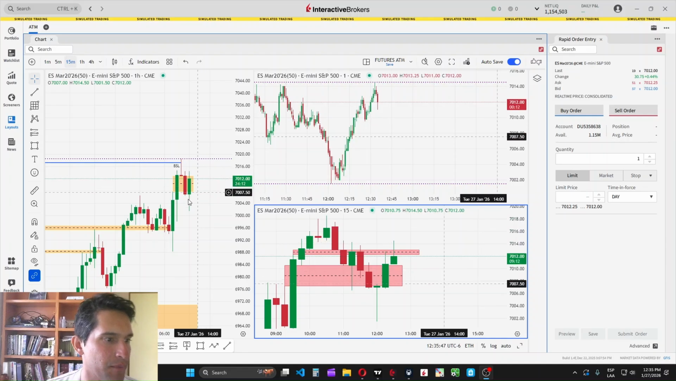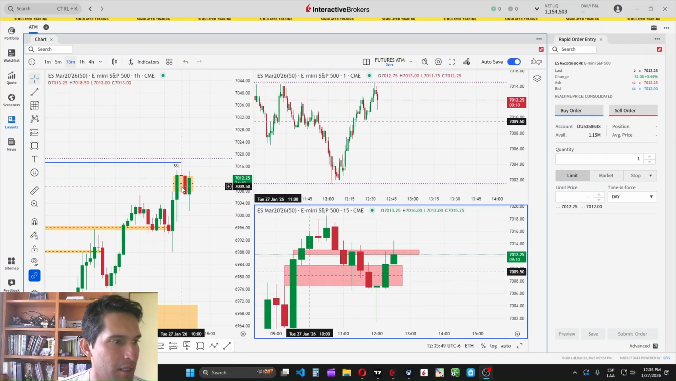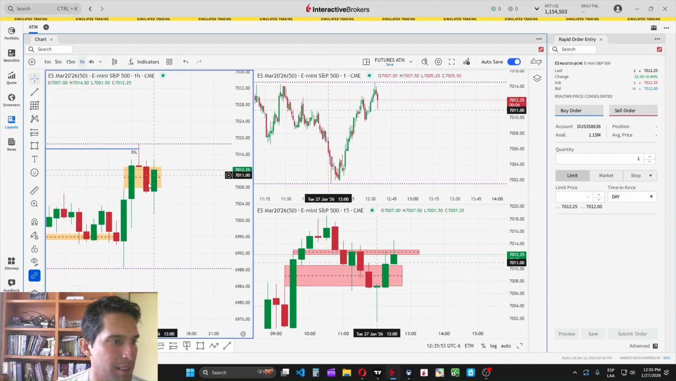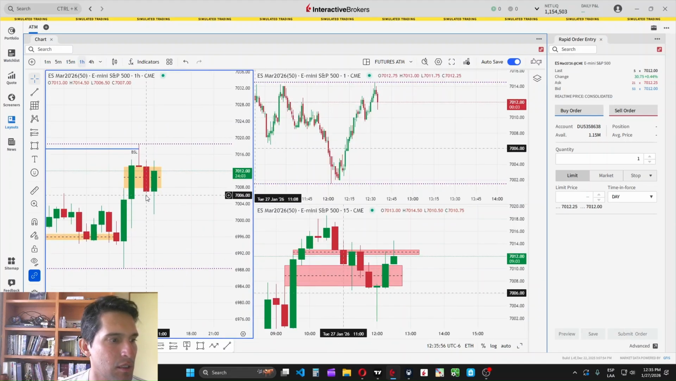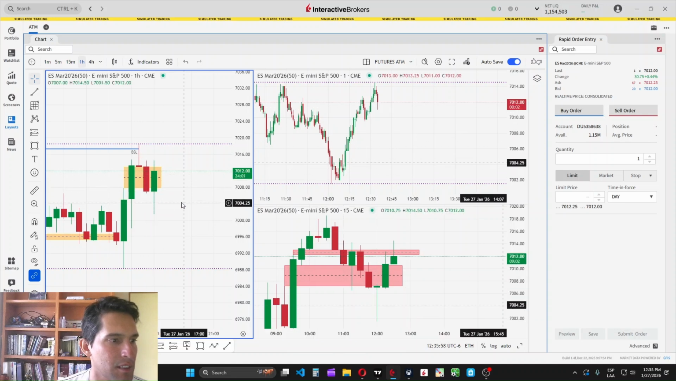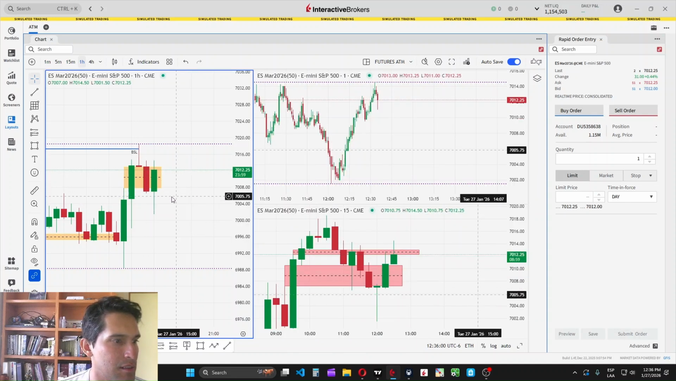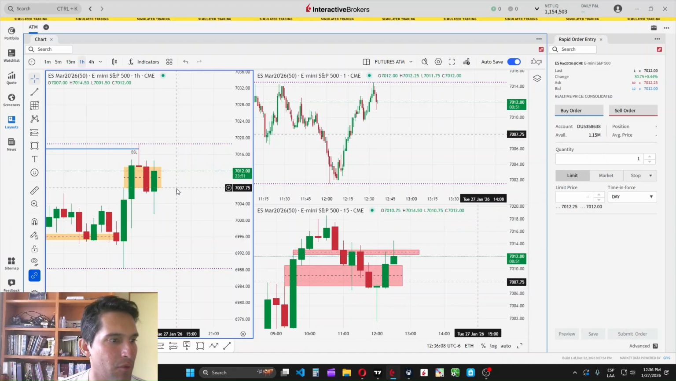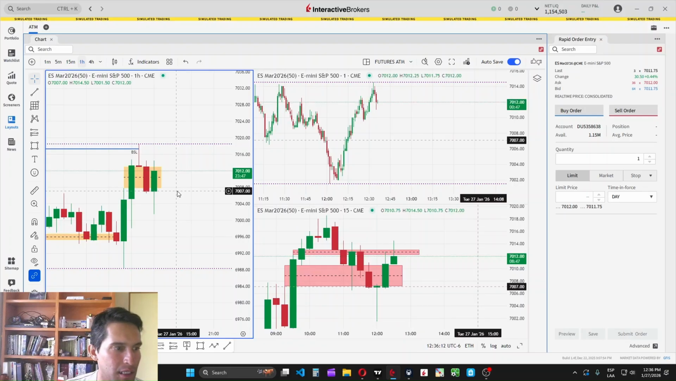So then I got this fair value gap right here that you can see, and price passed and closed below that fair value gap. So what I'm expecting right now is that this green candle, I'm expecting it to close below the 50% of the fair value gap or completely below. That's the ideal scenario for me.